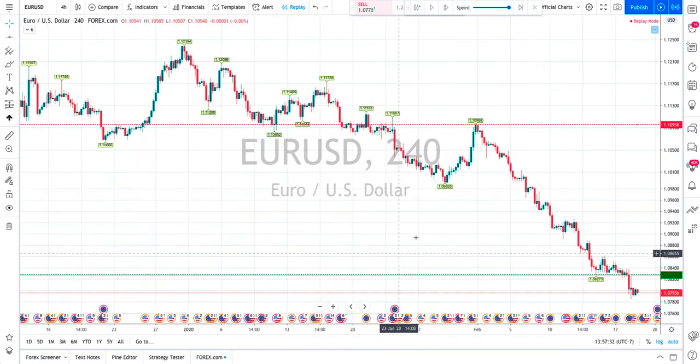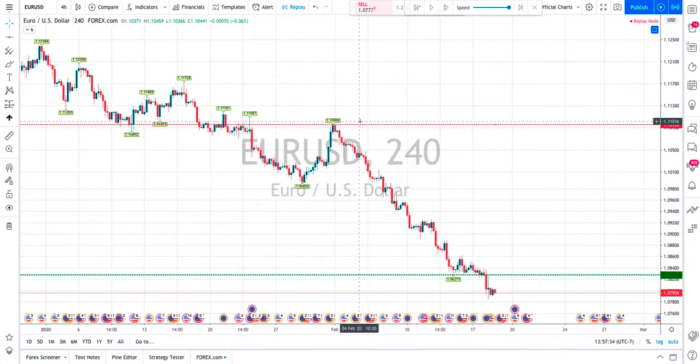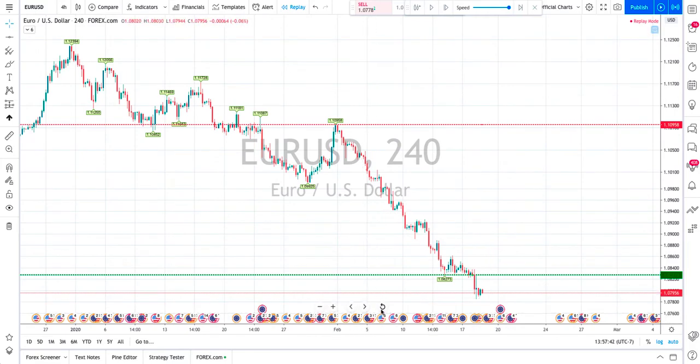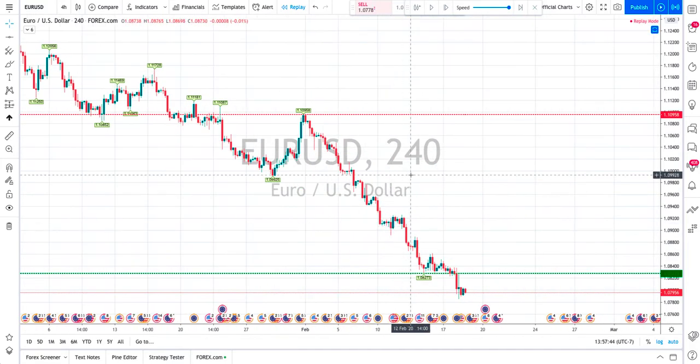And then I'll zoom out. And you can see that the resistance is up here. It's a very strong resistance because price tested right here, tested right here, tested right here, came down. This is the support right here. And as price moves, it'll automatically adjust for you. So it makes things so much more efficient.